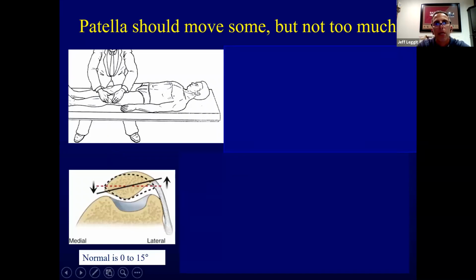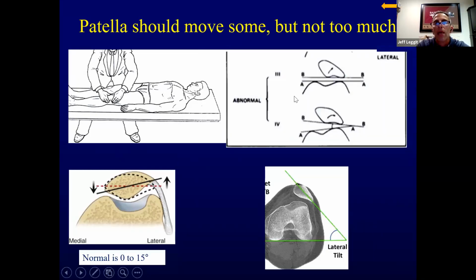So what you're doing is you're moving the kneecap laterally. And normally there should be 25 to 50% movement in the lateral portion. And then it may have a little tilt to try to get above the lateral femoral condyle. Up to 15 degrees is considered normal. This would be abnormal. If it points down or it picks up and points down, those are abnormal tilts.